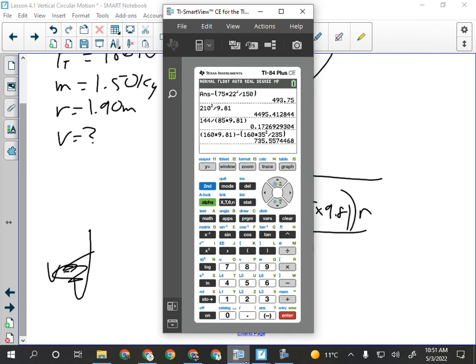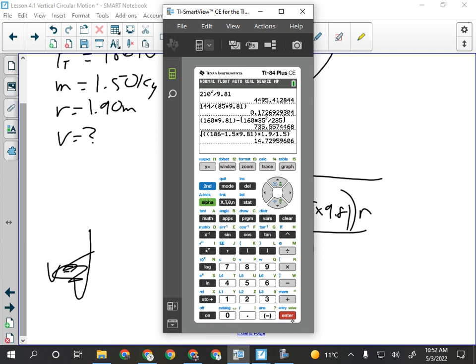So square root of, bracket, 186 minus 1.5 times 9.81, times the radius, which was 1.9, and then divided by the mass, which was 1.5. 14.7. Yeah, meters per second would be our answer.